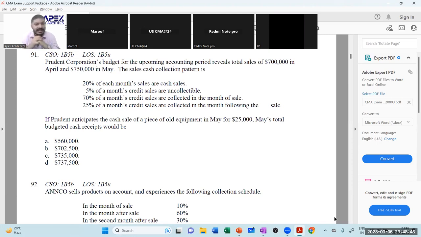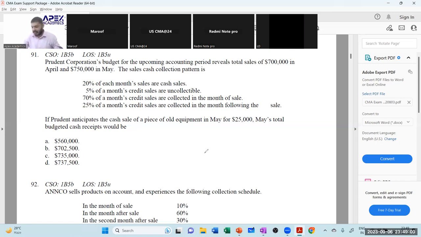70% of a month's credit sales are collected in the month of sales. 25% of a month's credit sales are collected in the month following the sale. Fair enough. Simple, nothing to worry about. If Prudent anticipates a cash sale of a piece of equipment in May for $25,000, May's total cash receipts are how much? Okay. It's a rather simple question.